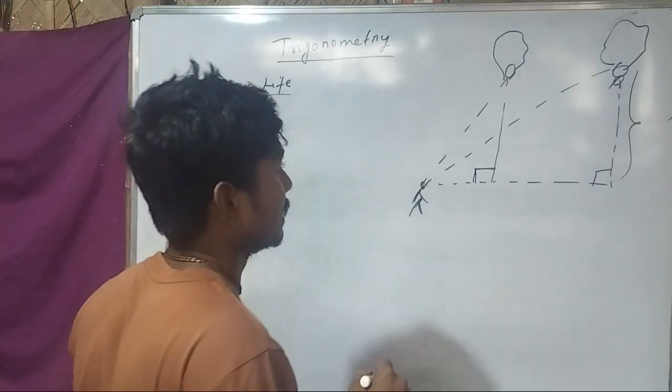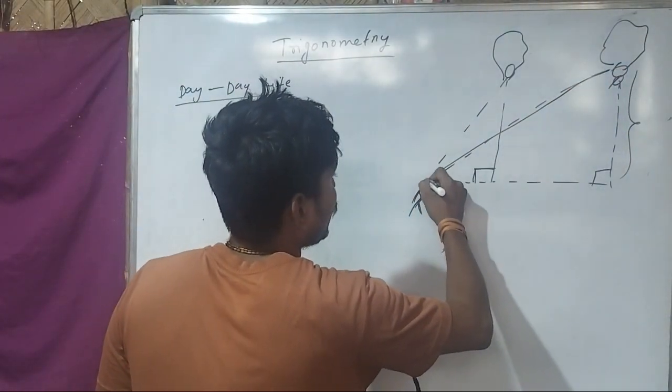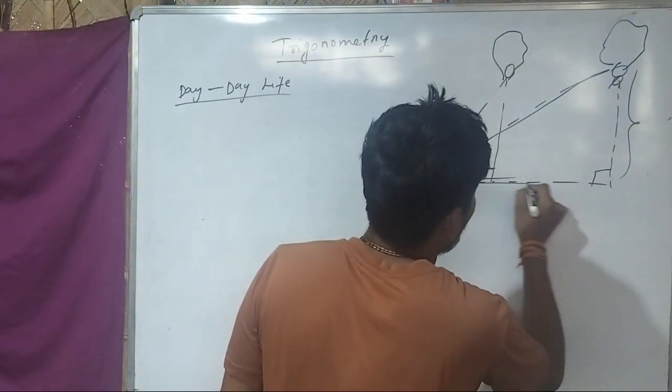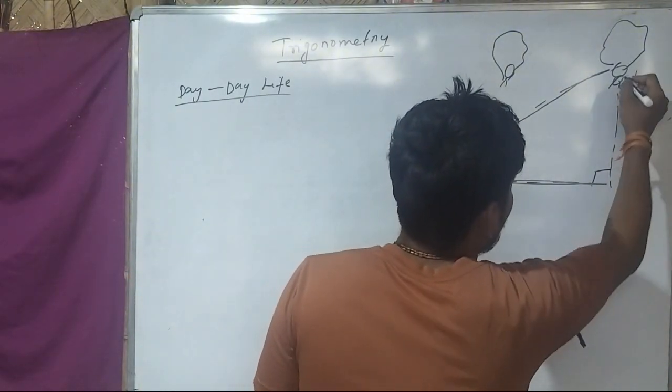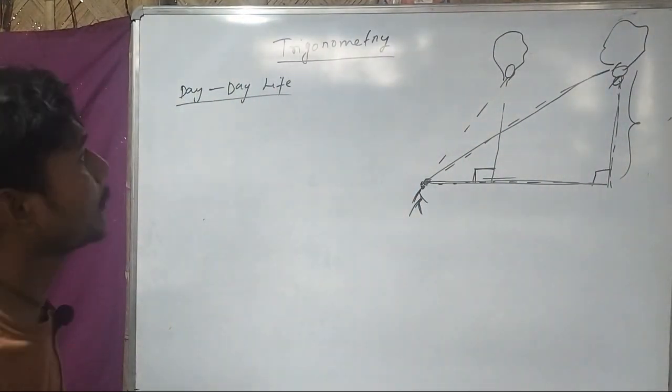You can find everything. You can find the distance from the top of the balloon to here. You can find to this position. You can find the ground distance also. You can find the height of this balloon also from the ground. So you can find everything with the help of trigonometry.